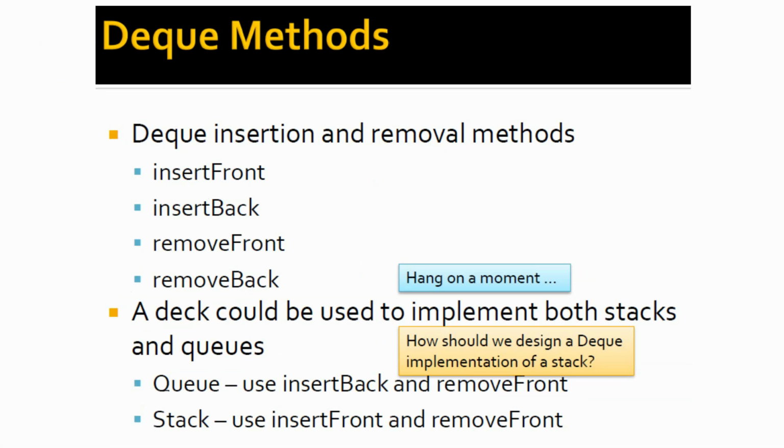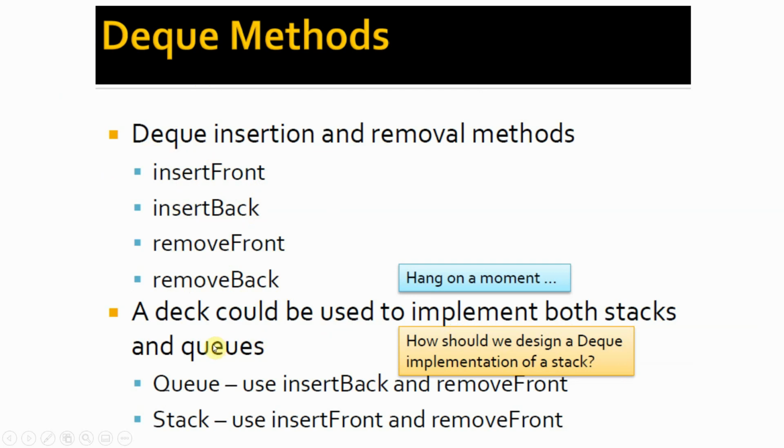So now that we have two ends and we can do insertion and removal from either end, the operations we can have for a deque are insert at the front, insert at the back, remove from the front, or remove from the back. So you can see that now we can use a deque to implement both stacks and queues.